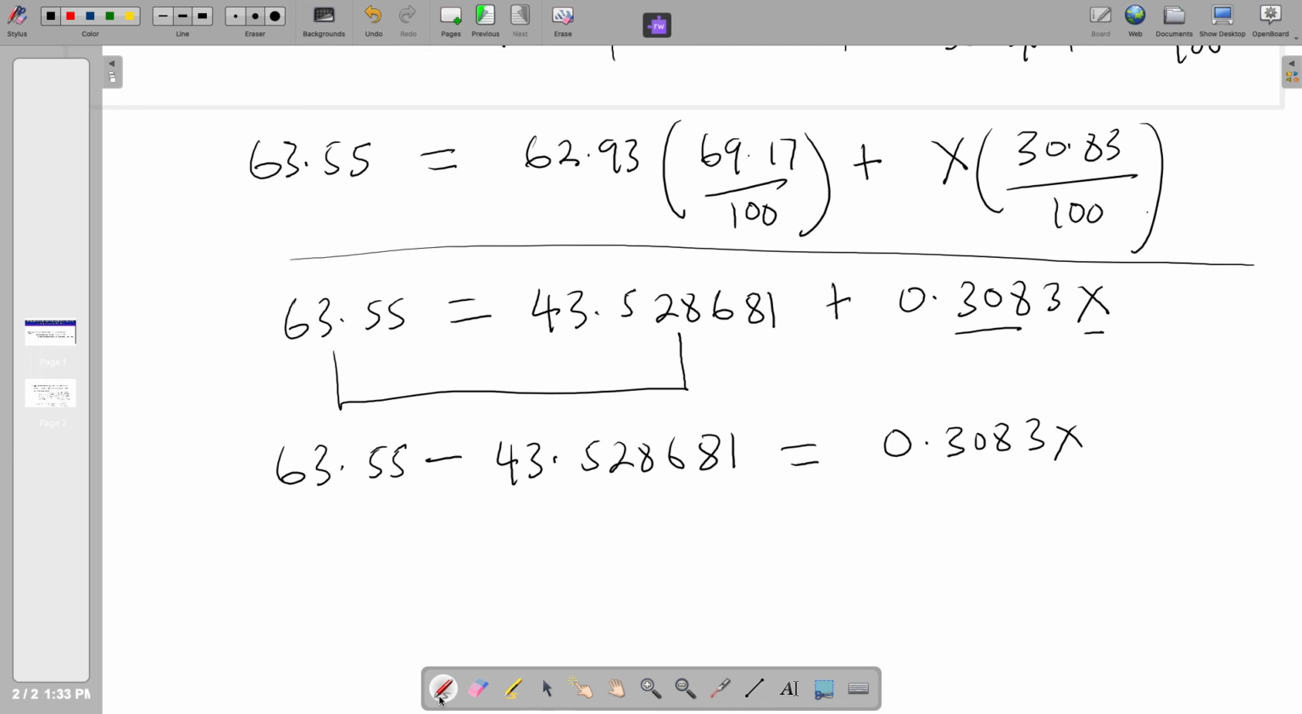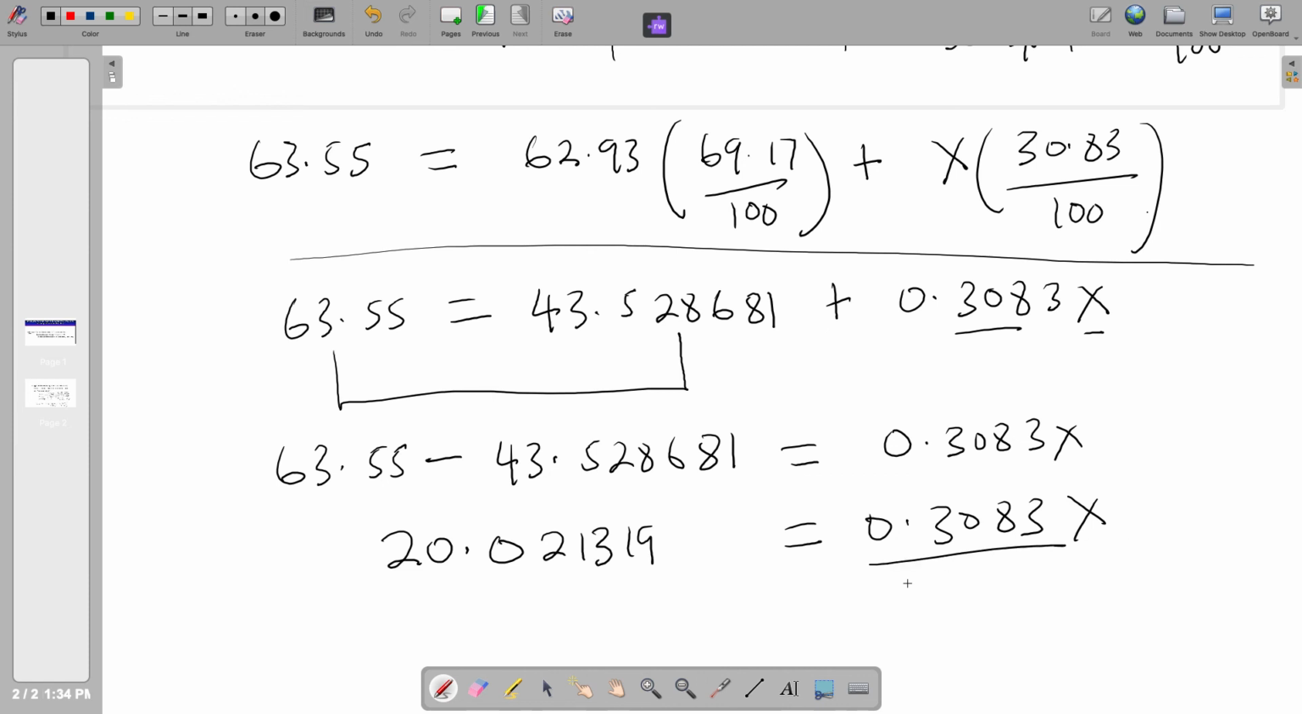So now the next thing is, we compute the value. So once we subtract, we'll get 20.021319 equal to 0.3083x. But remember, we want x, we want to isolate x, so we divide here by 0.3083. So cancel it, and then we divide here by 0.3083. Remember, if solving a linear equation, if you're dividing by a value, make sure you do the same. What you do to the right, you do to the left.